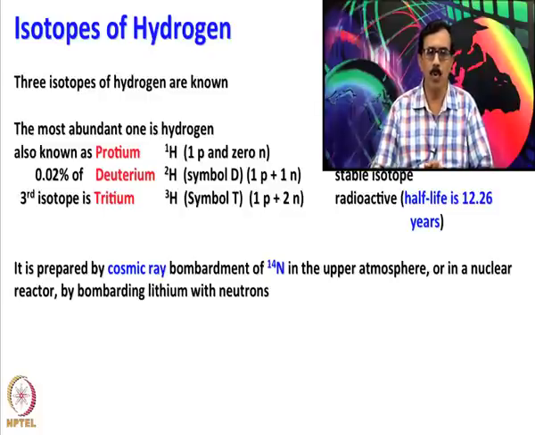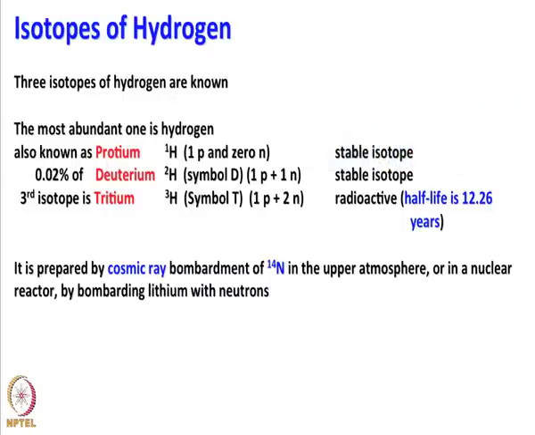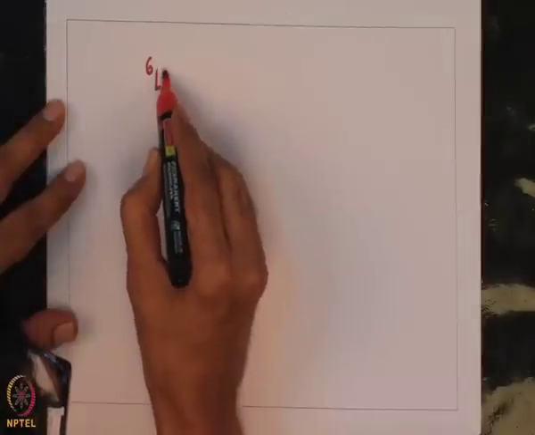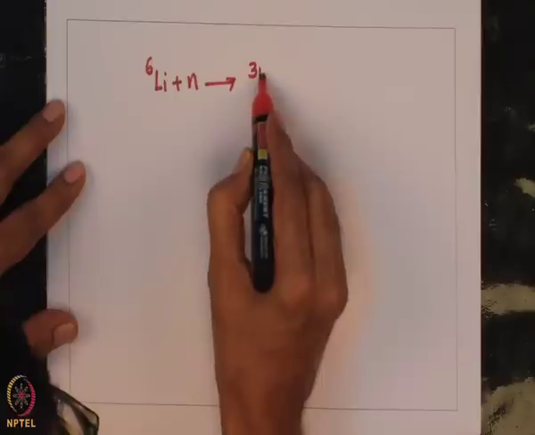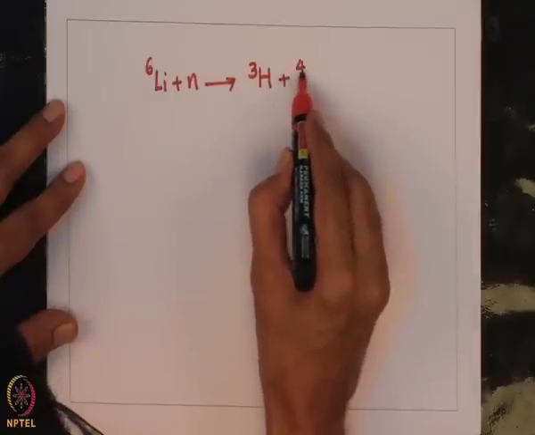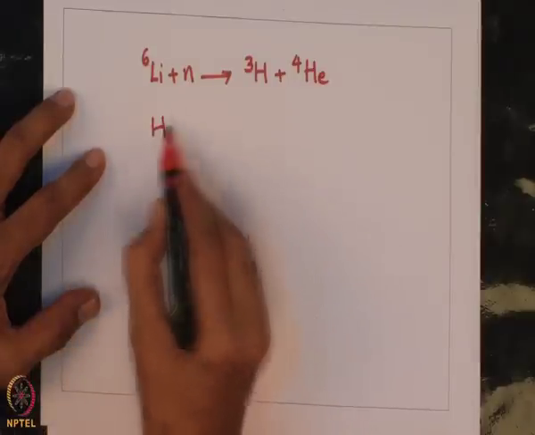It has 1 proton and 2 neutrons in its nucleus, and it is highly radioactive, and its half-life is 12.26 years. It is prepared by cosmic ray bombardment of nitrogen-14 in the upper atmosphere, or in a nuclear reaction by bombarding lithium with neutrons. For example, if you take lithium-6 and bombard with a neutron, it gives tritium plus helium. So, we have 3 isotopes. One is hydrogen, this is also called protium.